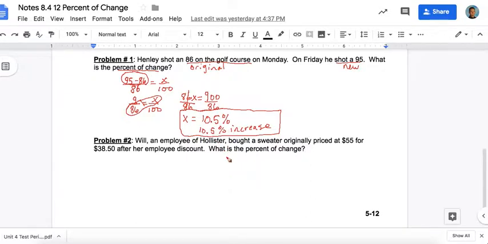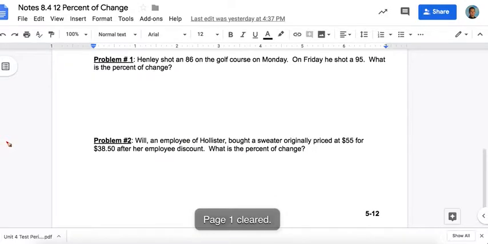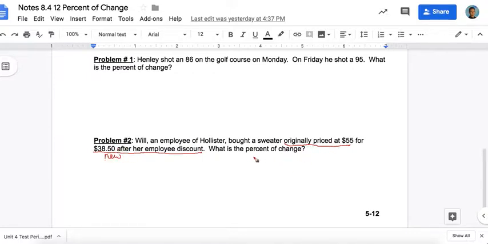Okay, problem number 2. Will, an employee of Hollister, bought a sweater originally priced at $55 for $38.50 after her employee discount. What is the percent of change? So the original price is $55. It's $38.50 after employee discount. So this is the new and this is the original because it says originally priced. What is the percent of change?